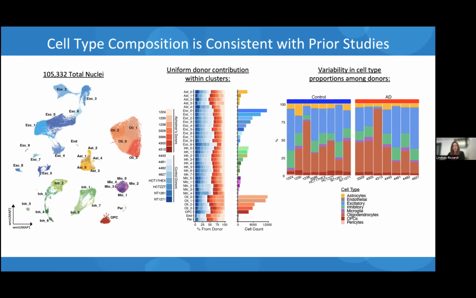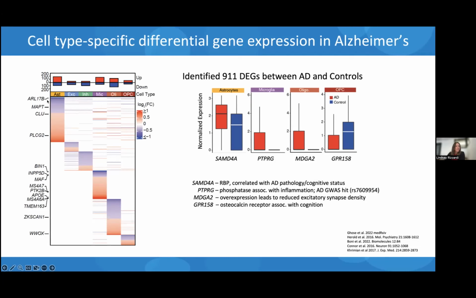The first analysis that we did was to look for cell type specific differential gene expression in Alzheimer's disease. So within each cell type, we did a differential gene expression analysis, and shown on the left is just a heat map of the up and down regulated differentially expressed genes that we found in each cell type. We identified 911 of these, and you can see here that we see some of the genes that have already been associated with Alzheimer's disease in these different GWAS studies, such as tau, CLU, BIN1, ApoE, etc.